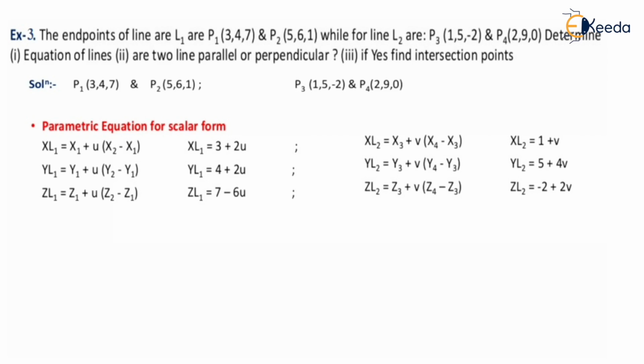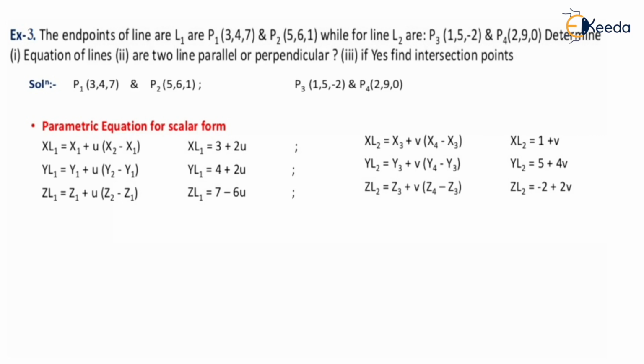yl2 is equal to y3 plus v into y4 minus y3, that means the y3 value is 5 plus v into 9 minus 5, that is 4, so 4v. So yl2 is 5 plus 4v. zl2 is equal to z3 plus v into z4 minus z3, that means the z3 value is minus 2 plus v into 0 minus of minus 2, that is plus 2, so 2v. So minus 2 plus 2v is zl2.